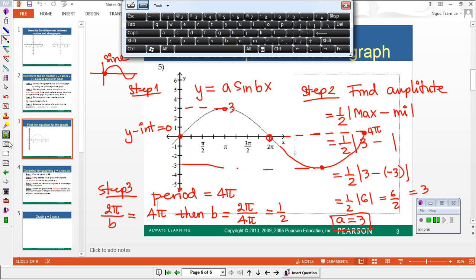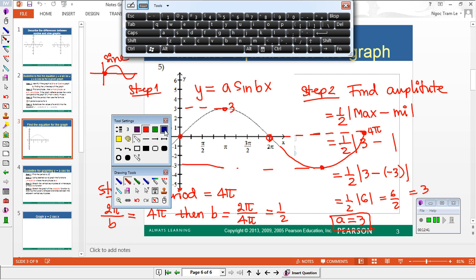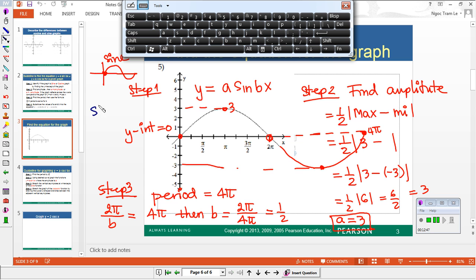So now we can conclude our equation. I've run out of space, so I'm going to write it down right here. Step number 4, I'm going to write down the equation for this graph: y equal, my a is 3, this is a sine function, my b is 1/2, and the variable x. That's it.